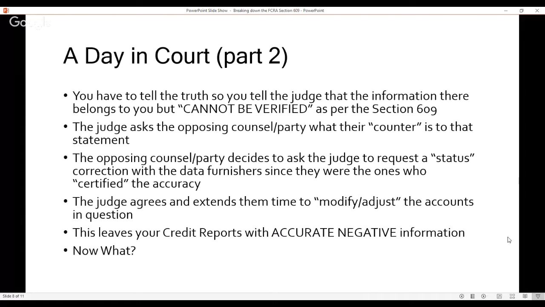Okay, so the judge asks the opposing counsel, what's your statement against that? The opposing party will simply say, look, we know that this is certified and verified based on what the data furnisher is saying. So what we'll do is get a status correction. I just need some time to get the certification of accuracy. Basically, I'm going to tell the data furnisher to fix it and comply. So the judge agrees, of course, because that is a request. They're trying to fix your report. They're trying to work with you.